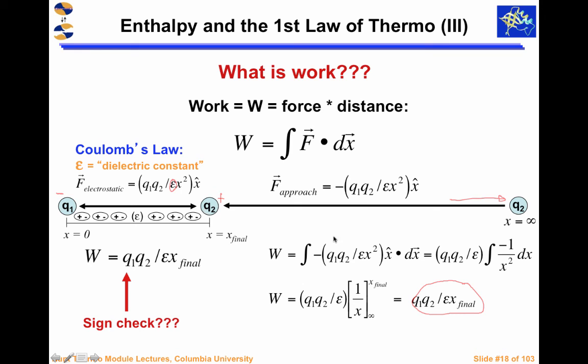As I said before, if you were to do this in vacuum and release the two particles, let's say for whatever reason, by whatever contrivance, Q1 is fixed in space, Q2 would accelerate towards it. By the time it hit this point, it would gain kinetic energy exactly equal to negative Q1 Q2 over epsilon x final. The gain in kinetic energy would exactly equal the reduction in electrostatic potential energy.